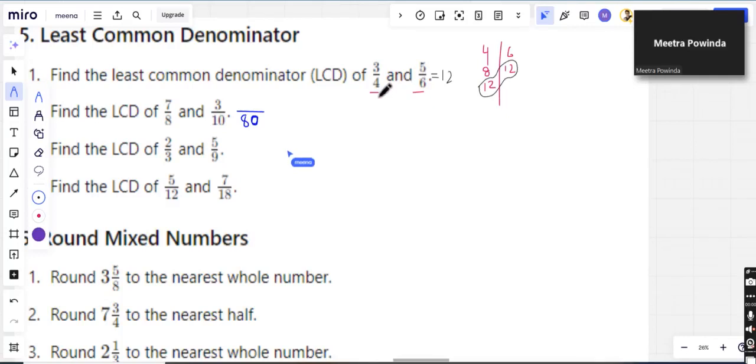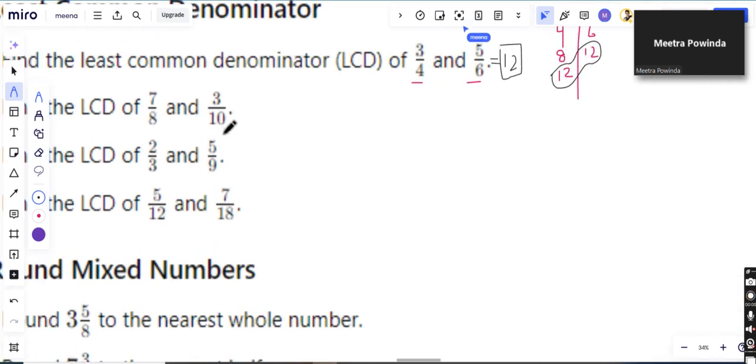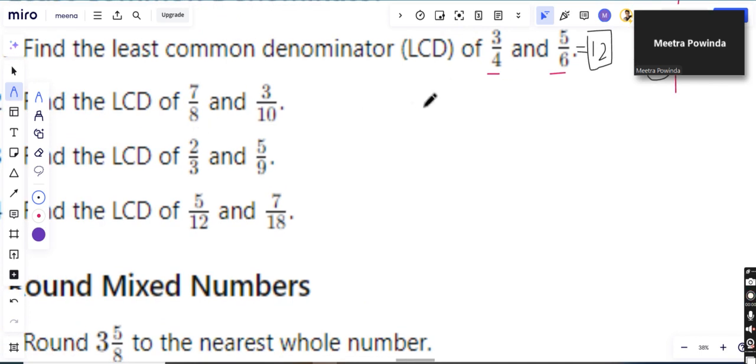Common denominator means the least common multiple of both these numbers. So for this we write 4 and 6, just like that, and multiply: 4 times 2 we get 8, 6 times 2 we get 12, and 4 times 3 we get 12. It means that 12 is the least common denominator of 4 and 6. Now check for the second one.